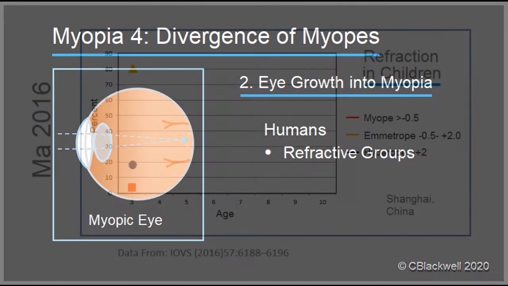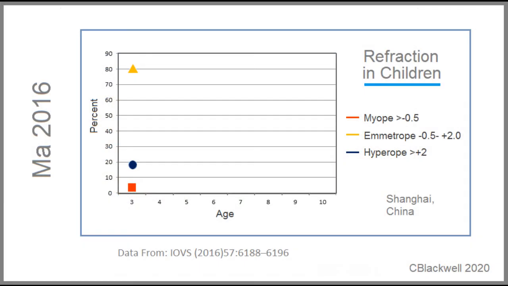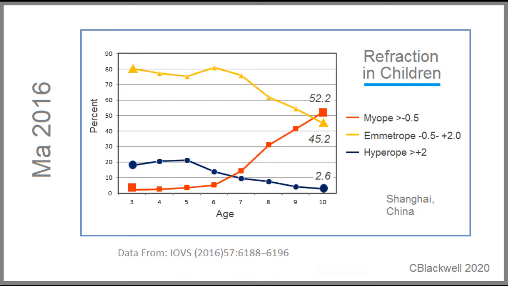For humans, we start by looking at refractive development in children aged 3 to 10 years. In this survey, at age 3, 80% of the children were emmetropic. Less than 2% were myopic. That percentage holds through age 6. Then something happens. From age 6 through 10, emmetropia drops to under 50%, while myopia correspondingly increases.